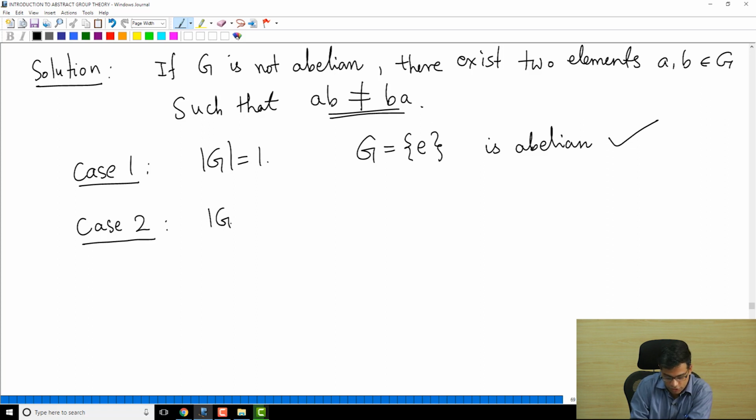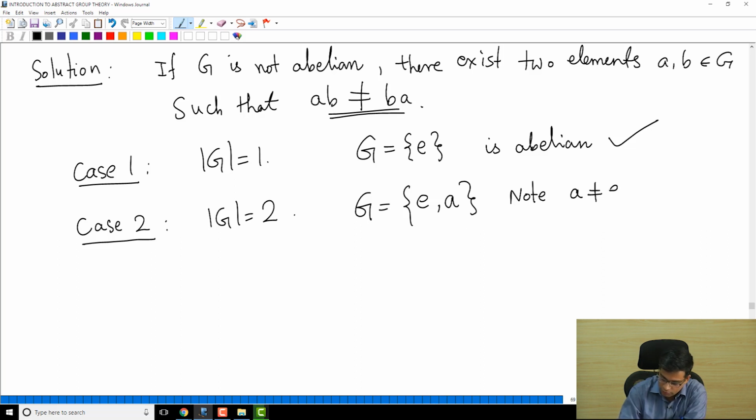Case 2, order of G is 2. So, let us enumerate these elements. As I said earlier, every group contains E. So, the identity must be one of the elements. Now, in this case there is one more element which we will call A. So, E and A are the 2 distinct elements of this group. Note that in particular A is different from E, because G has 2 elements, one is E, the other we are calling A. So, certainly A is different from E.